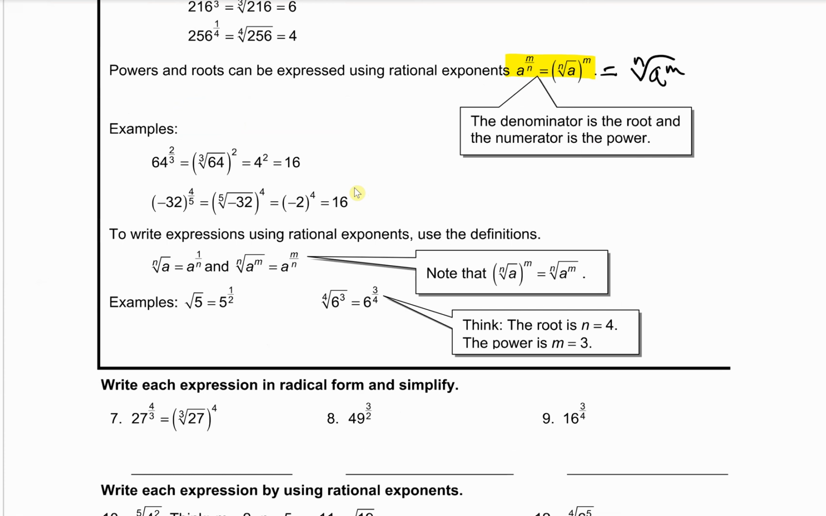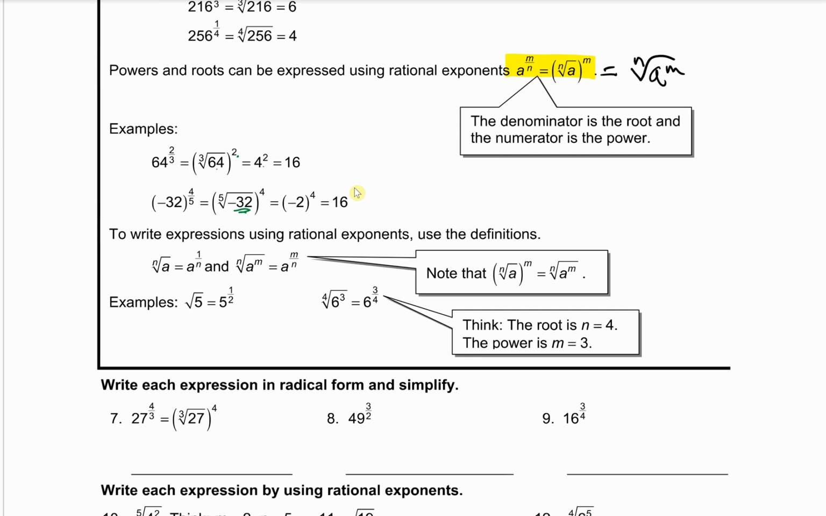64 to the 2/3 power is going to be the cube root of 64 squared. The cube root of 64 is 4. 4 squared is 16. Negative 32 to the 4/5 power is the fifth root of negative 32 to the 4th. You can have a negative if your index is odd. So this becomes negative 2. The fifth root of negative 32 is negative 2. Negative 2 to the 4th is positive 16.